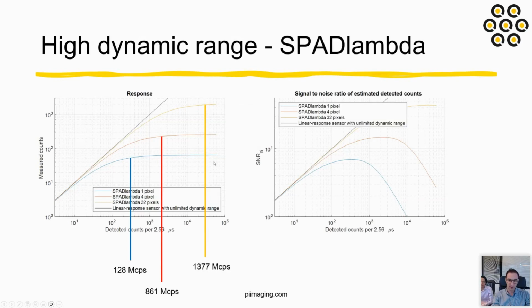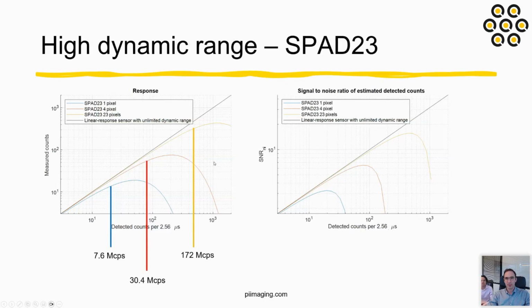yellow line. Okay, for the point detector SPAD 23, the situation is slightly different, but the same principle applies. So if you look at 1 pixel, the count rate that one can observe is 7.6 megacounts per second, which expands to 172 megacounts per second for the whole detector itself, offering really an increase in the dynamic range.